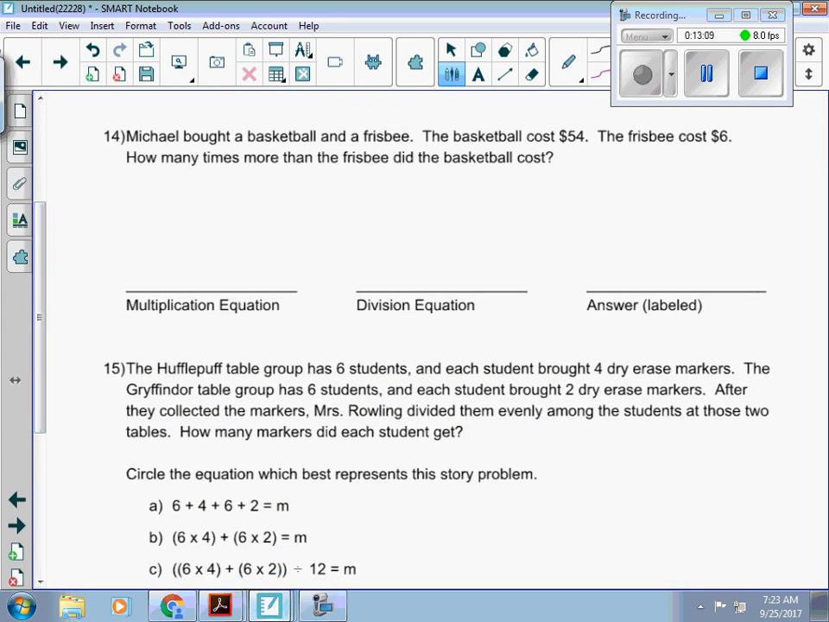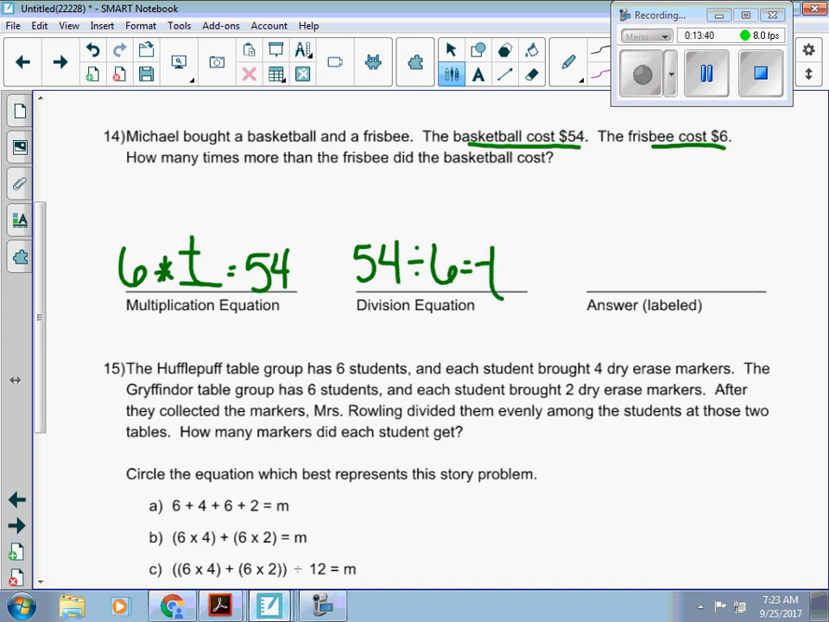Number 14, Michael bought a basketball and a frisbee. The basketball cost $54. The frisbee cost $6. How many times more did the basketball cost than the frisbee? Okay, so if the frisbee was 6, I need 6 times something to get to that 54. Again, I'm going to say T for how many times more. To write it as a division problem, I would say 54 divided by 6 equals something. Okay. And then I use whatever strategy I need to figure that out, and I end up with the basketball costs 9 times more.